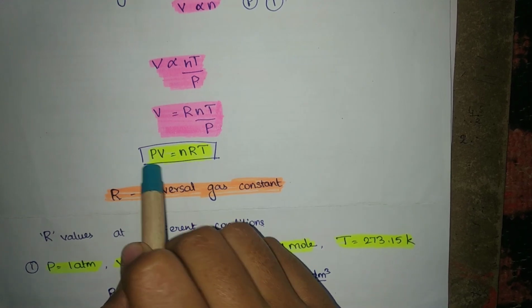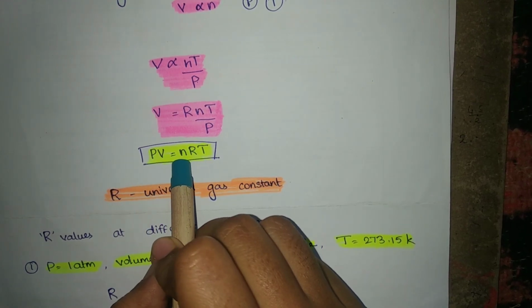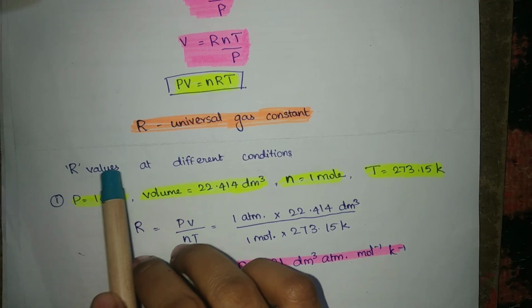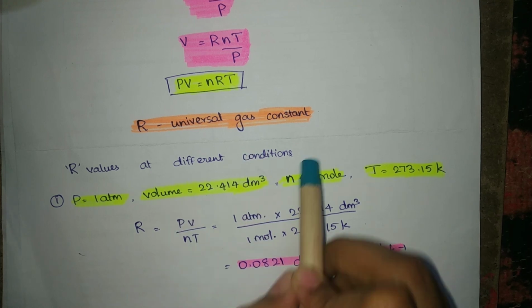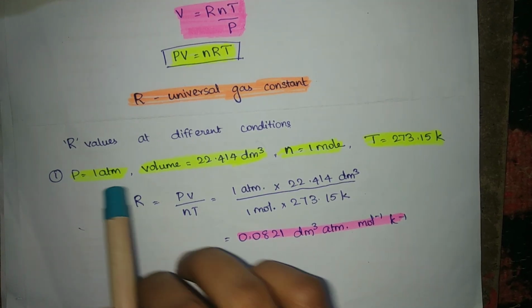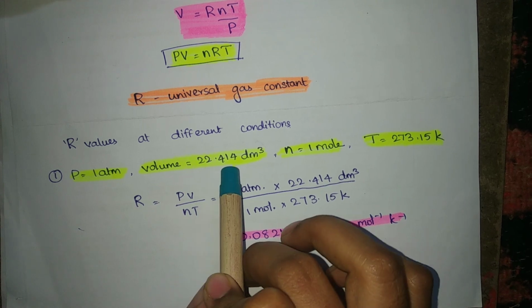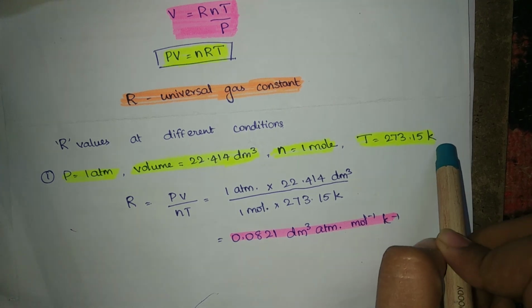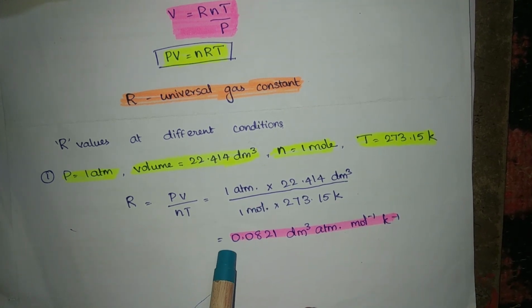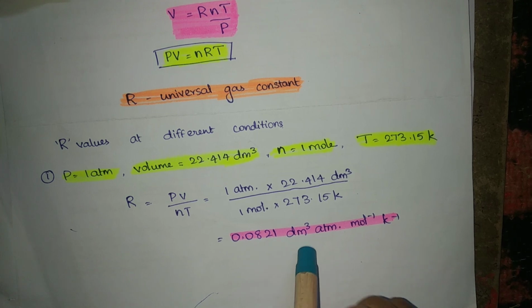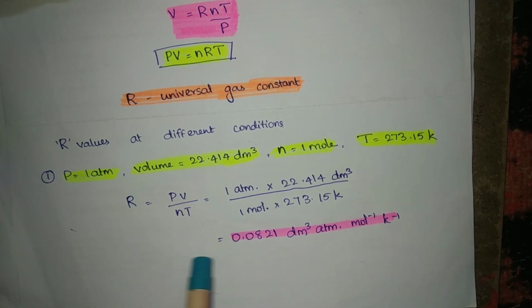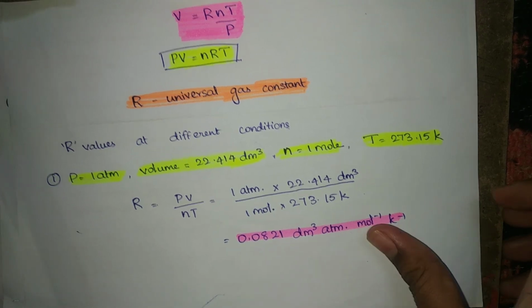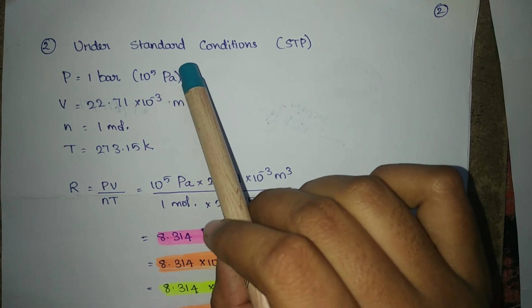Here P is pressure, V is volume, n is number of moles, T is temperature, and R is the universal gas constant. And R will have different values at different conditions. At 1 atmospheric pressure, volume 22.414 decimeter cube, 1 mole, and temperature 273.15 Kelvin, the value of R will be 0.0821 decimeter cube atmosphere mole inverse Kelvin inverse. This value is more important and is the most commonly used value.